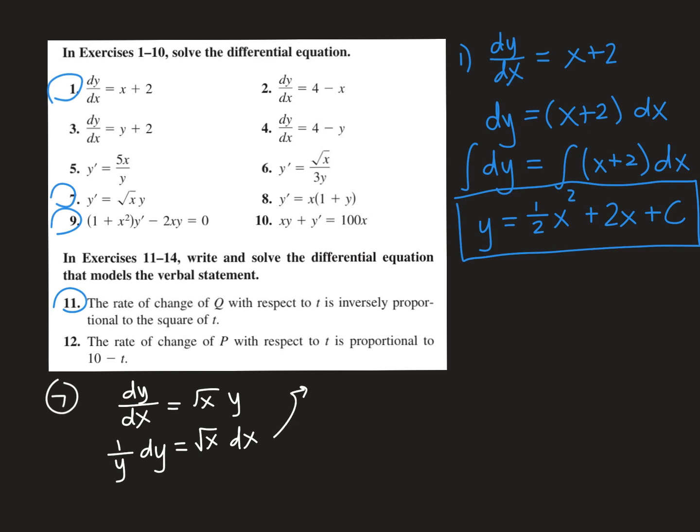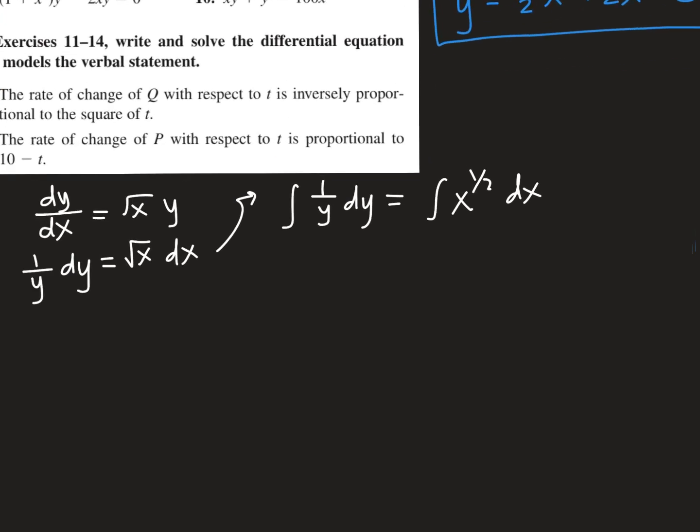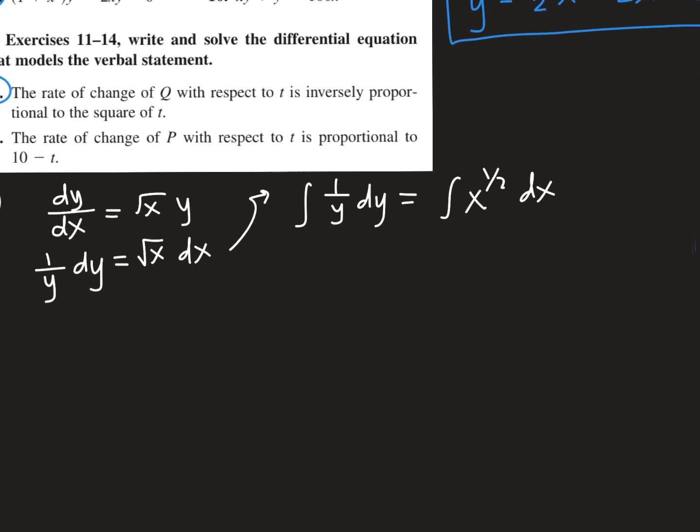When we integrate both sides, I'll have the integral of 1 over y dy equals the integral, I'll write x to the 1/2 dx. Now, integrating, the integral of 1 over y dy is the natural log of the absolute value of y. Over here, I'm going to use my power rule for integration. We've done this one so many times. I'm going to add 1 to 1/2 and get 3/2, so that's what I'm dividing by. So 2/3 x to the 3/2 plus c.